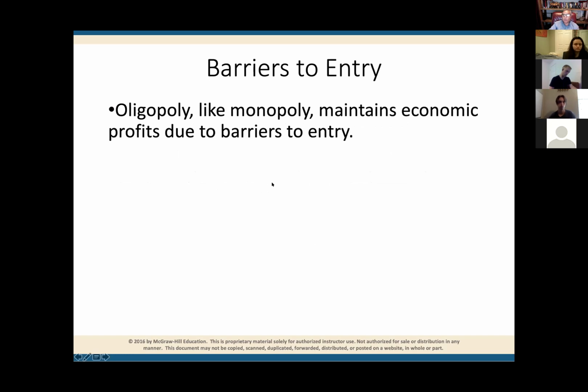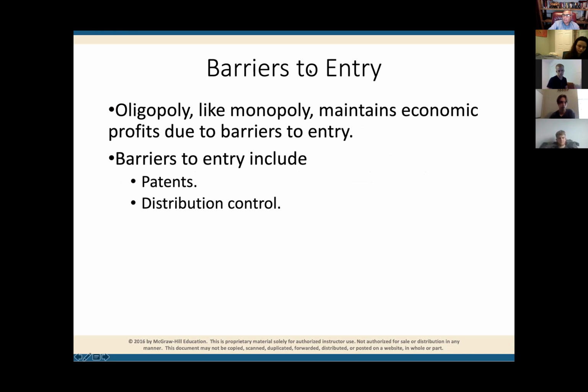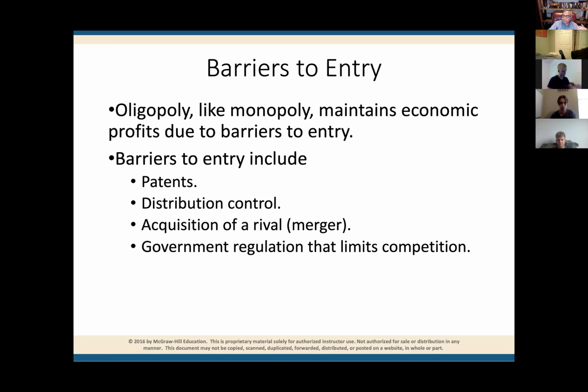So oligopolies have control of the market. And one of the things they have working in their favor is that there are a lot of barriers to entry. In other words, they have patents and distribution controls. In some cases, they are so big that if you try to threaten them, they simply buy you out. In some cases, the government has given these companies a special license to operate and nobody else can compete against them. And in some cases, these companies have become brand loyal. People are loyal to these companies.